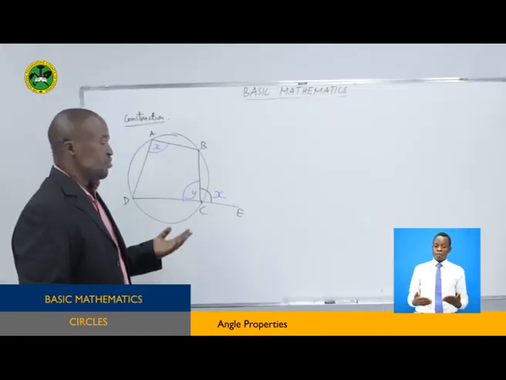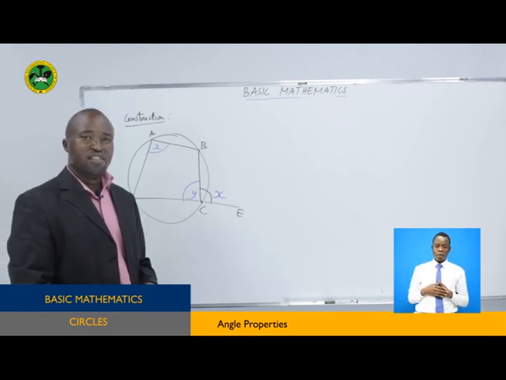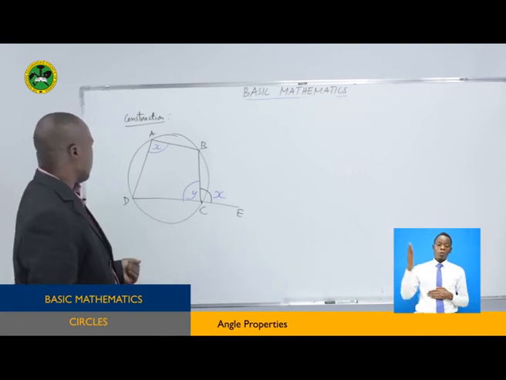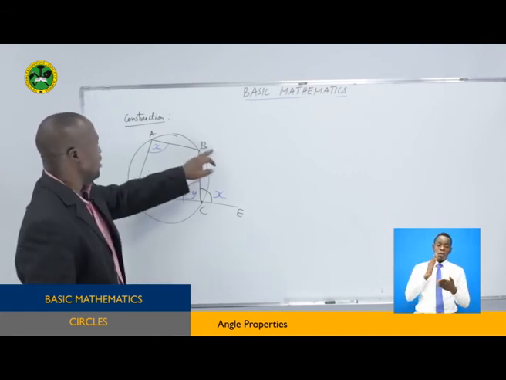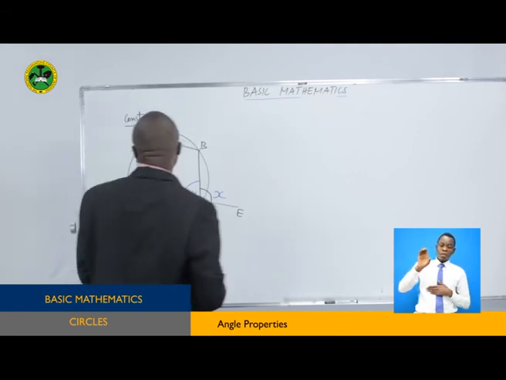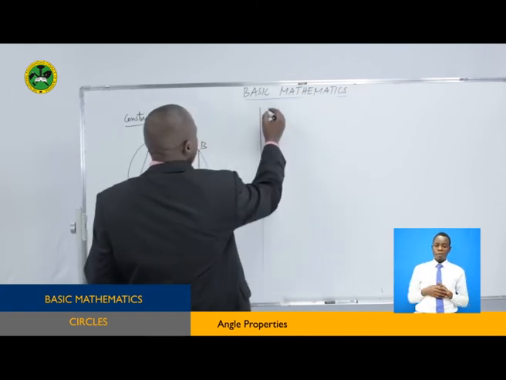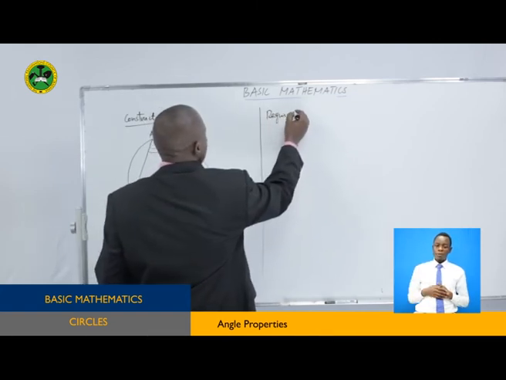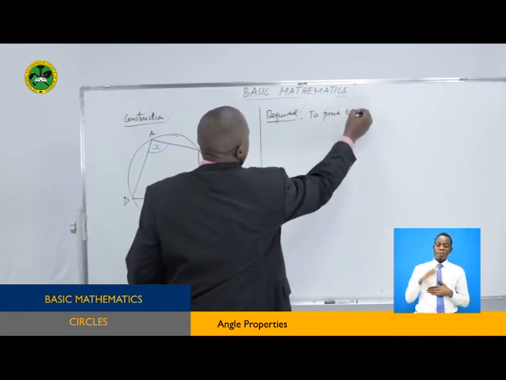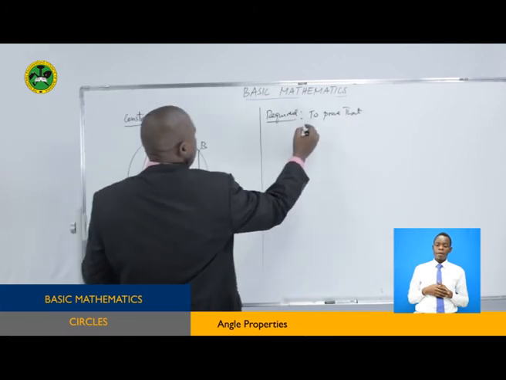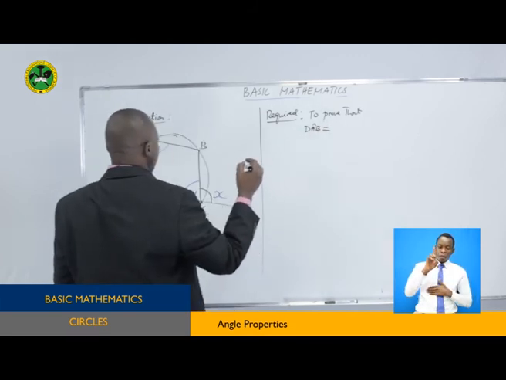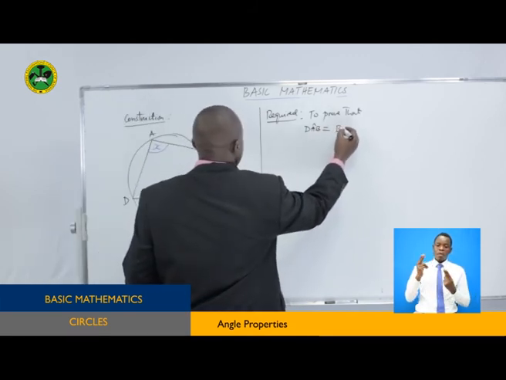Okay, students, let us prove our theorem. So this is our construction. Remember, our interest is to prove that DAB is equal to BCE. So here we say required to prove that DAB is equal to BCE.